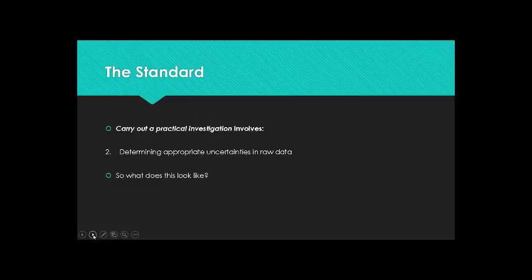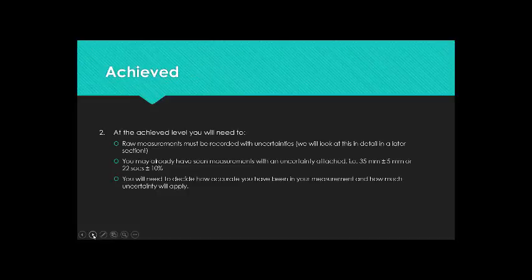So the next part of the standard says you need to determine appropriate uncertainties in raw data. So this is the part where you're going to be experiencing something that's totally new. We haven't really dealt with uncertainties before. You may have had the odd question in class, I think at level 2 you had a couple in your notes, where it said the uncertainty is plus or minus 5%. Okay, so those are the things that we're looking at there.